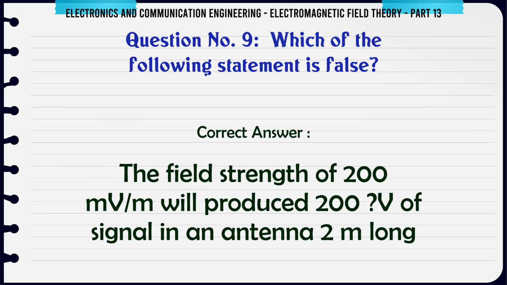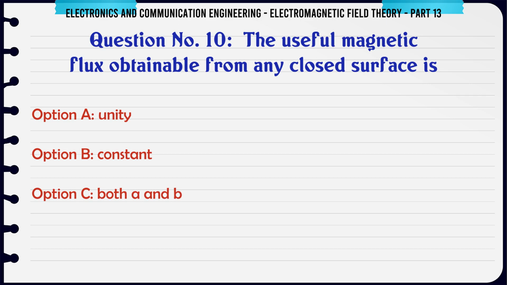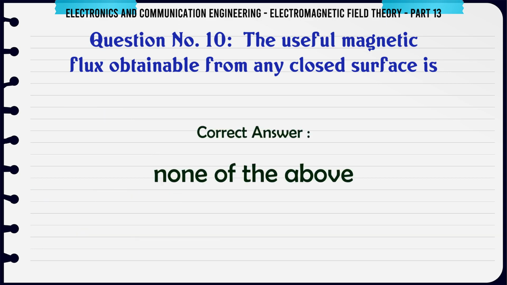The useful magnetic flux obtainable from any closed surface is A: unity, B: constant, C: both A and B, D: none of the above. The correct answer is none of the above.